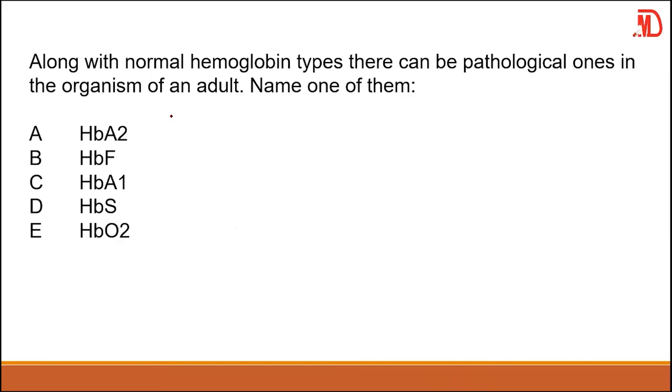Along with the normal hemoglobin types, there can be pathological ones in the organism of an adult. Name one of them. First of all, who can tell me any abnormal hemoglobin in adults? HBS. We say it a lot. What's the name? Sickle cell. Great. And over here, that is the only thing that you can be thinking about.